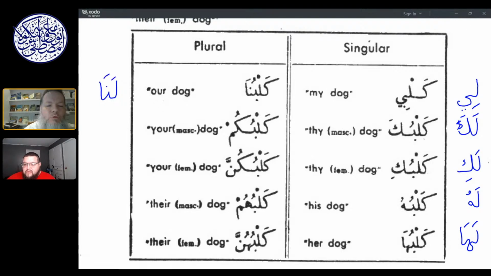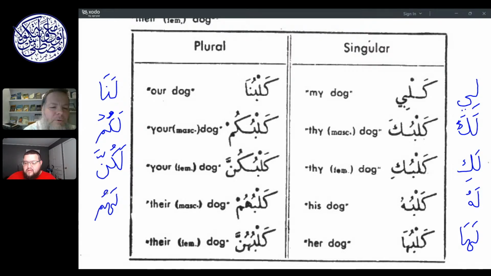You, plural males, have? Lakum. Lakuna, that's you to a group of females. Lahum, they for males. Lahuna, and they for females.